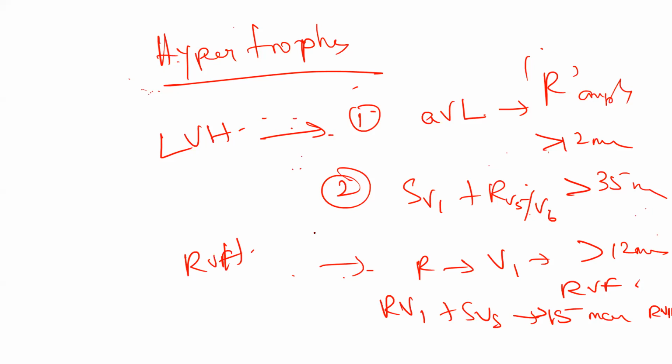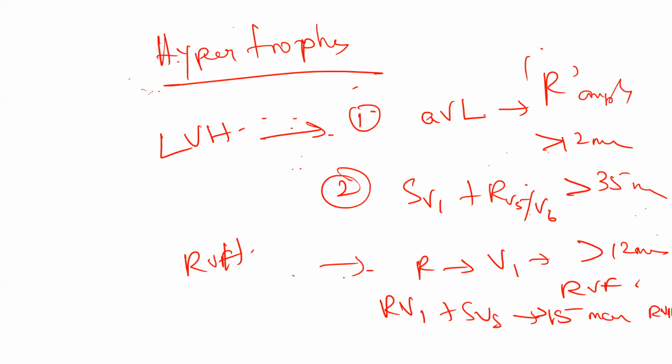Just look at the AVL. If the R wave amplitude is more than 12, there is a highly likely chance of LVH. Or, if it is normal, check the S wave amplitude in V1 and add it to the R wave amplitude in V6. If together the total comes to more than 35 millimeters, it is going to be LVH.